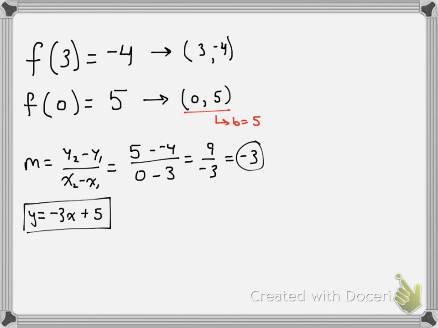So the equation for a line with the properties that f of 3 equals negative 4 and f of 0 is equal to 5 is the line y equals negative 3x plus 5. If we just go one more step, if we come over here and take a real quick look at what this would look like on a coordinate plane, just kind of bring all the pieces together. So let's just turn this into a nice x and y axis.